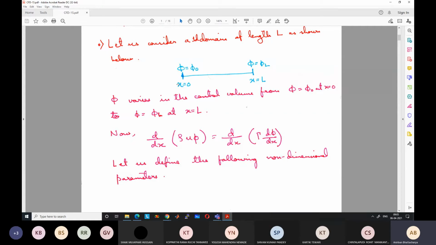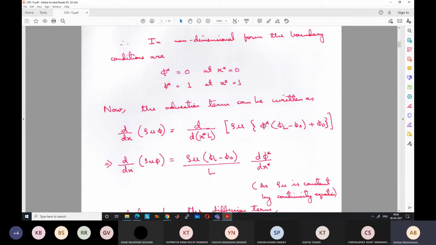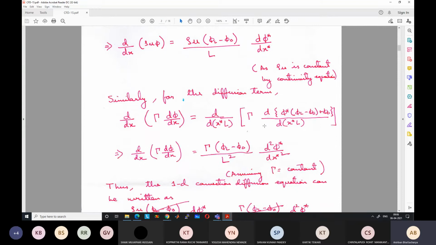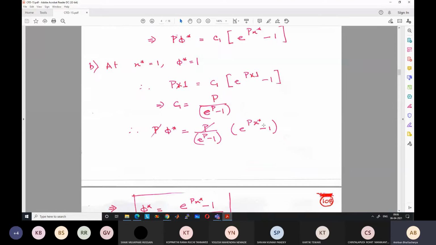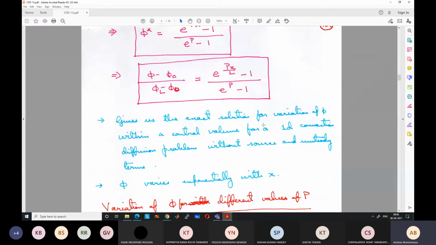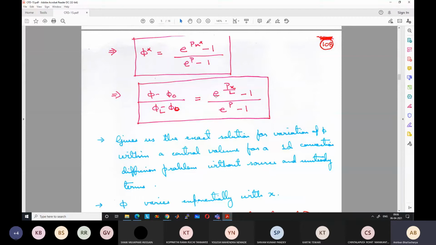For that we had taken a domain going from x equal to 0 to x equal to L, and the boundary conditions were set as phi equal to phi 0 at one side and phi equal to phi L at the other side. After solving in non-dimensional form, we obtained the following solution: (phi minus phi 0) by (phi L minus phi 0) is equal to (e to the power Px by L minus 1) by (e to the power P minus 1), where P is the Peclet number.